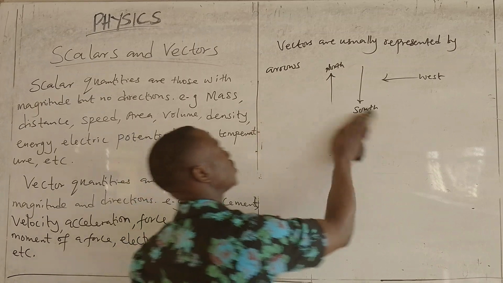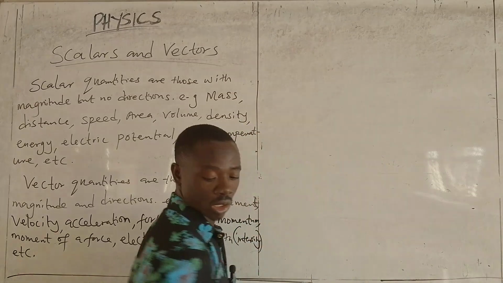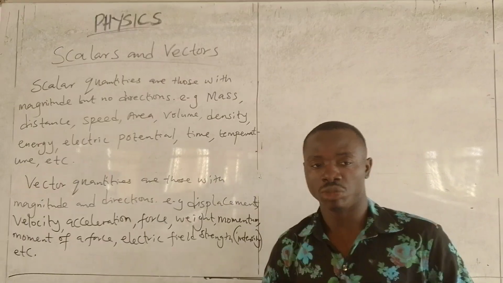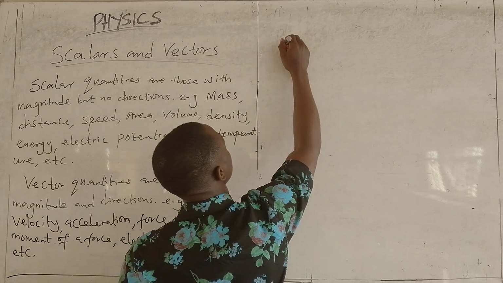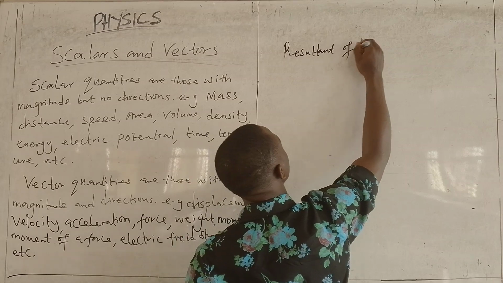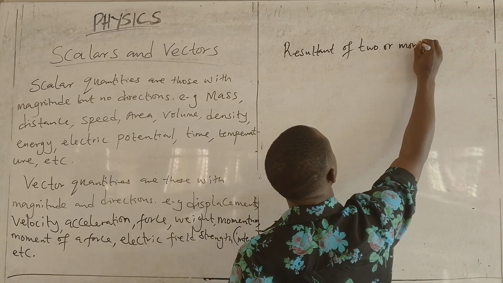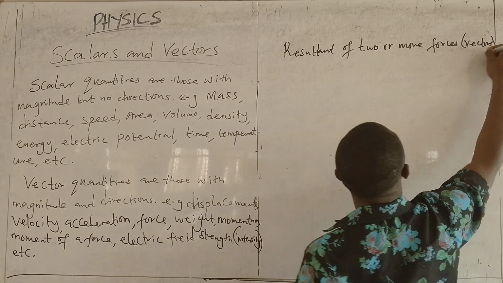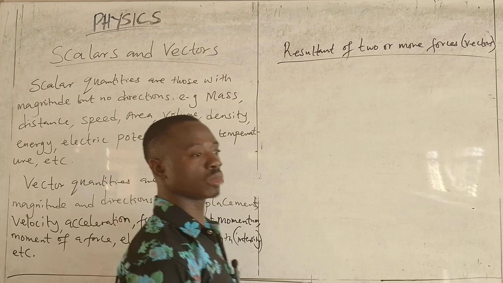Now I want us to look at resultant of vectors. Now in this topic, we are going to be using vectors and forces interchangeably. We'll be using those two terms interchangeably. So we want to look at the resultant of two or more forces, or you call it vectors. Okay. Resultant. Now, what do we mean by resultant?